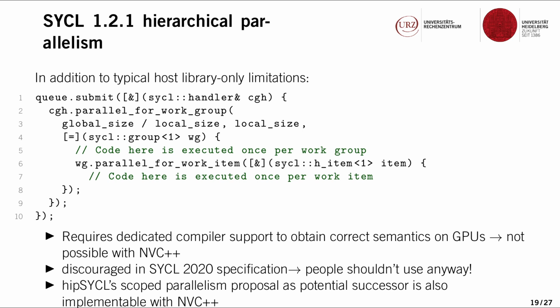This is not a huge problem, however, because this model is discouraged in SYCL 2020 anyway, so people shouldn't use it anyway. And as a potential successor, we have proposed the scope parallelism model. That's available as an extension in HipSYCL, and this extension is also implementable with NVC++.